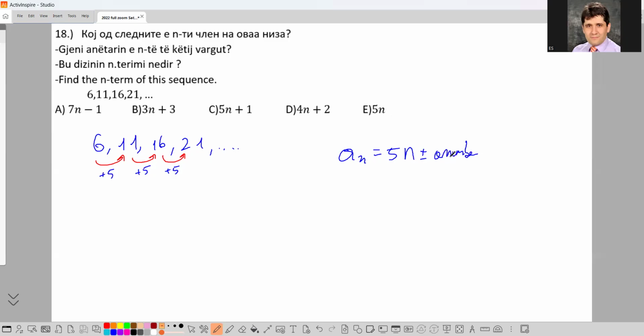In our case, we saw that all these numbers are 1 off. So it must be 5n plus 1. We didn't get 6, 11, 16. We got 5, 10, 15. So add 1 to all of them. And here is the pattern.